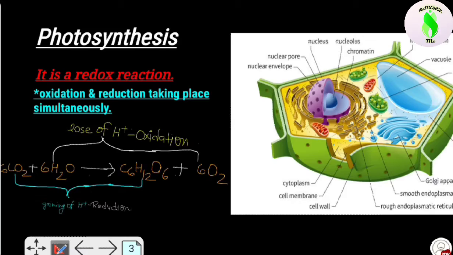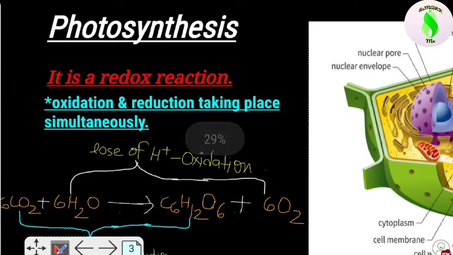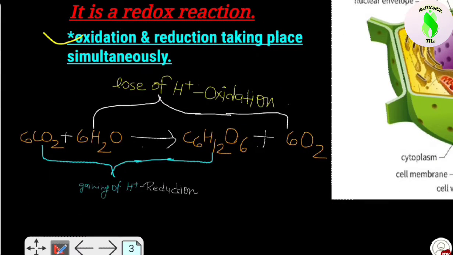So photosynthesis is a type of redox reaction. How can we say that it is a redox reaction? Now understand, what is redox? Redox means oxidation and reduction taking place simultaneously, and that is known as a redox reaction. So how are this reduction and oxidation taking place? Now come to see over here.